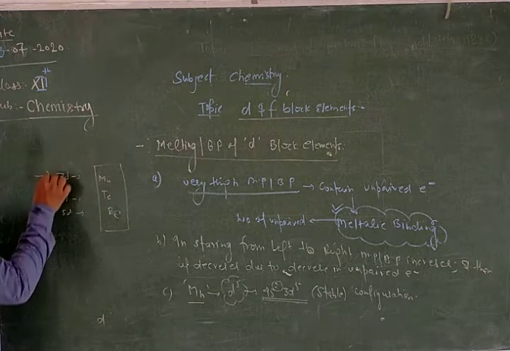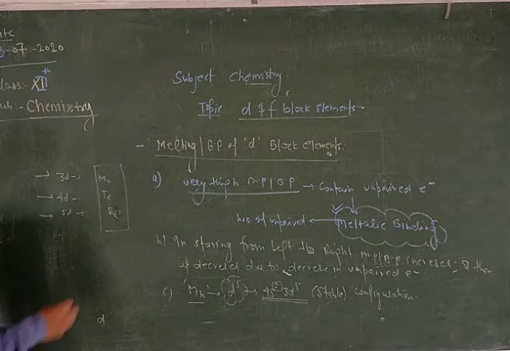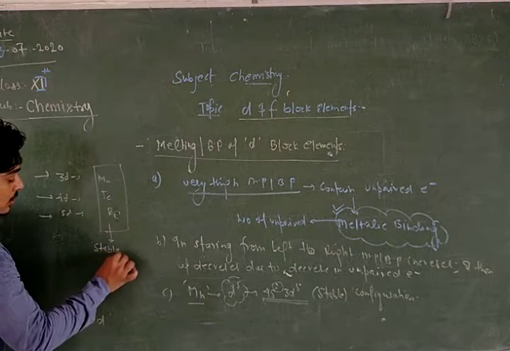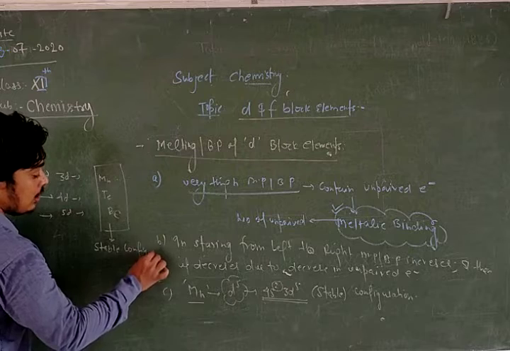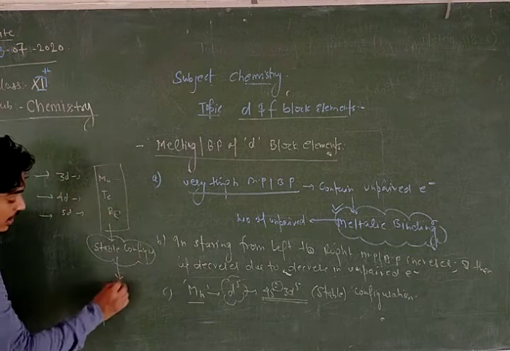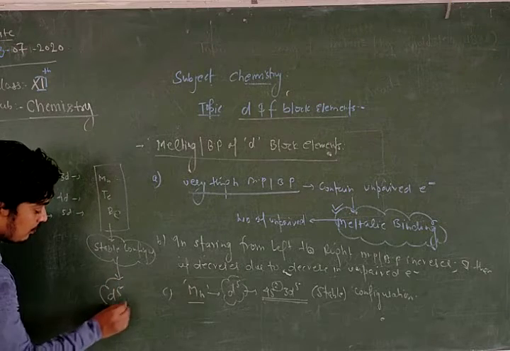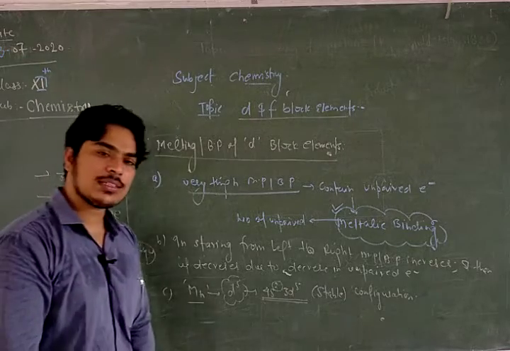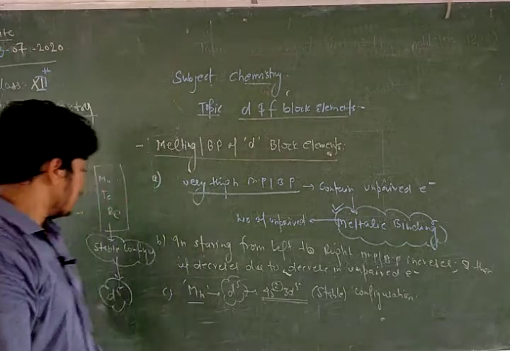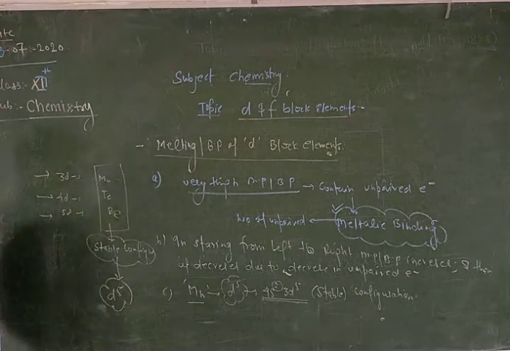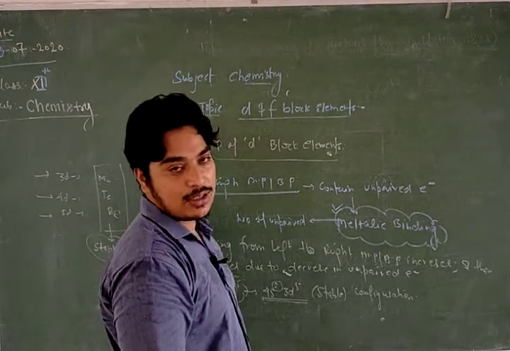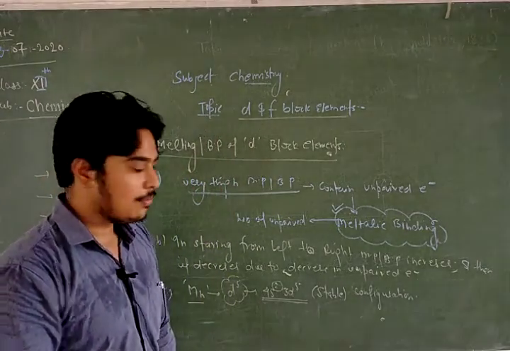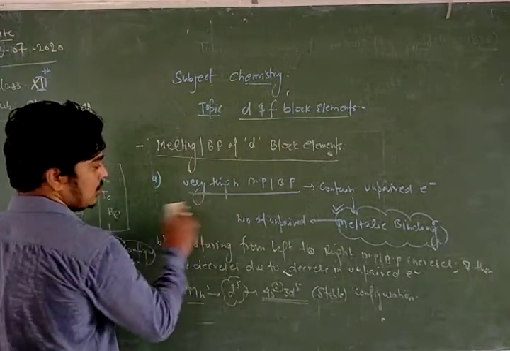Manganese group: 3D series, 4D series, 5D series. These three elements have a stable configuration of D5. I have already discussed the configuration series. These three elements have D5 configuration, and it is the stable one. Then what happens when any element has a stable configuration? Means I am going to rub these points.